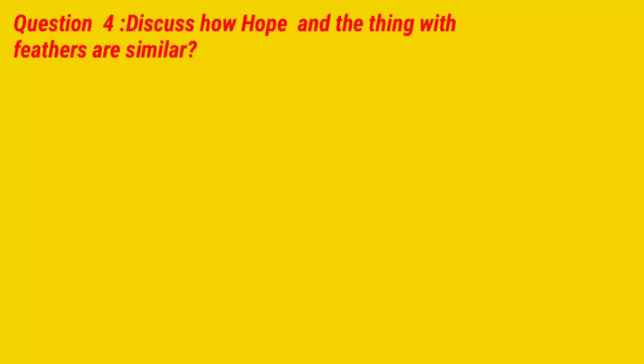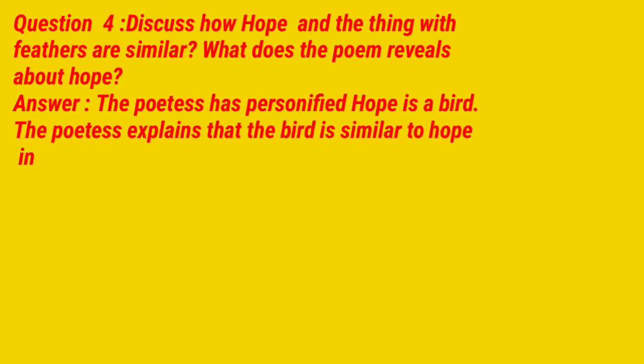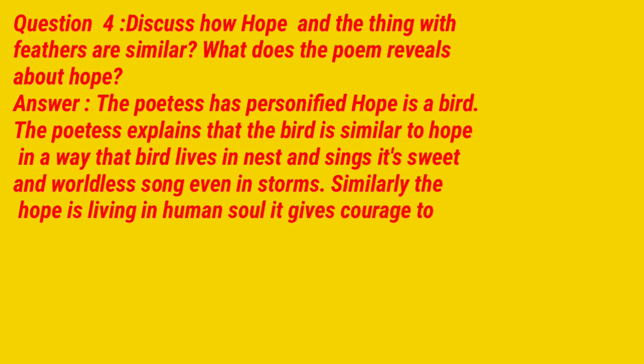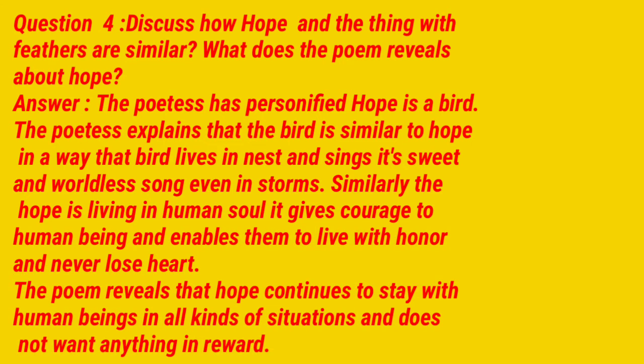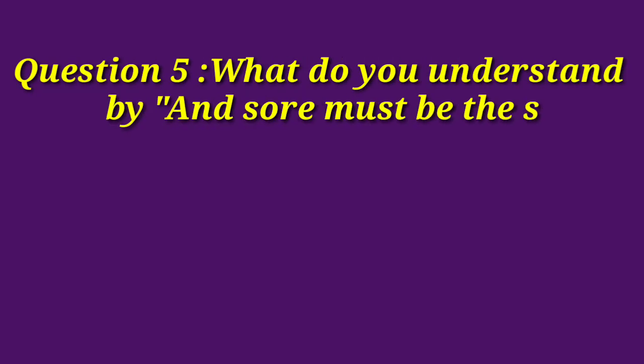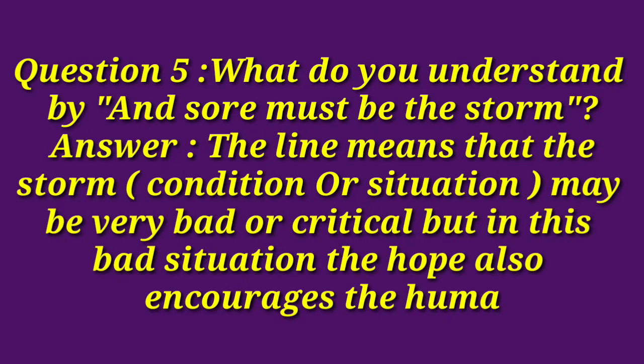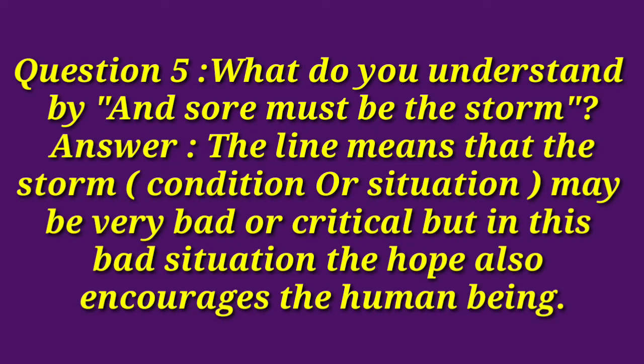In question 4 we are asked how hope and the thing with feathers are similar, and what the poem reveals about hope. There are two parts of this question, therefore it is a bit longer. The first part is about personification as we have read, and the second part is also what we call the message of the poem. It is easy. Question 5 is the translation of a line from the poem. It is an easy question.